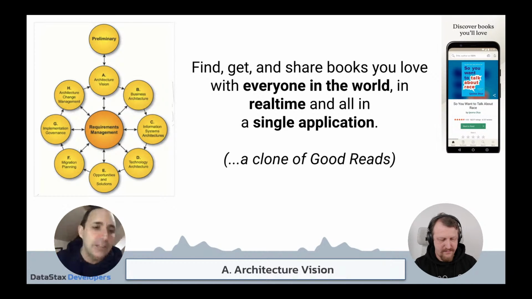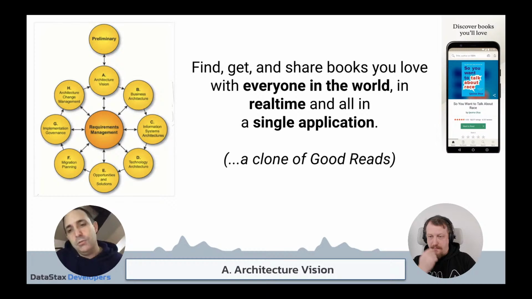I'm not only TOGAF. I just like to have that as the checklist. So what do we want to build? We want to build a clone of Goodreads. Goodreads is an application you can find on the App Store and the Google Play. It's there to help you track the books that you read, the books that you love, and share the books that you love with others. So find, get, and share books you love with everyone in the world in real time, all in a single application. So this app is called Better Reads, just to remind you of Goodreads.